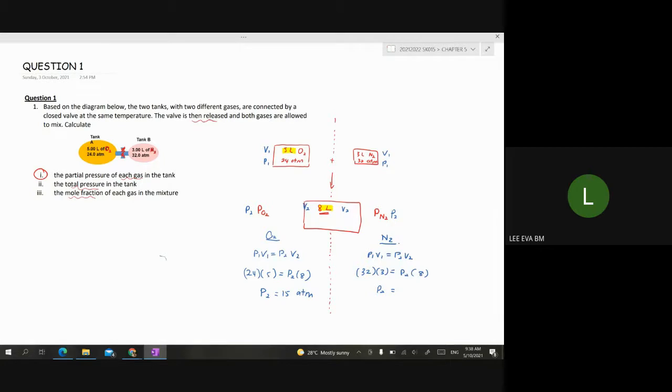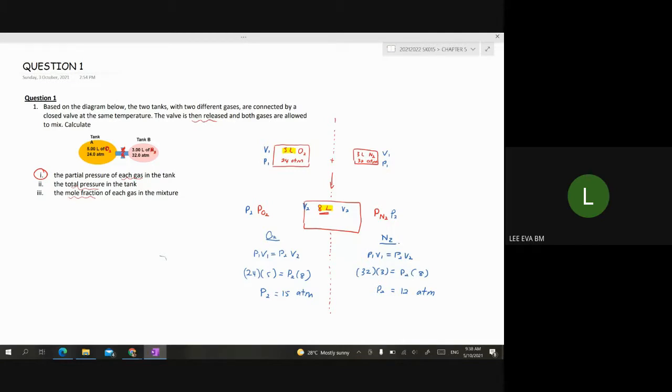Sorry? 12. 12 atm. So from 32 atm, it is reduced into 12 atm. Okay, can follow up to here? Can you follow? Yes. We are trying to find the partial pressure of individual gas. Okay, individual gas inside the new container.